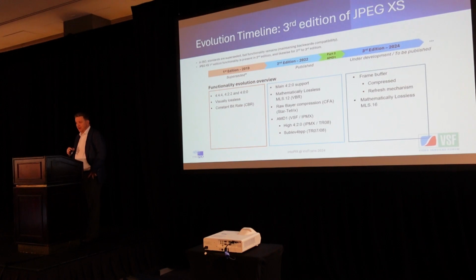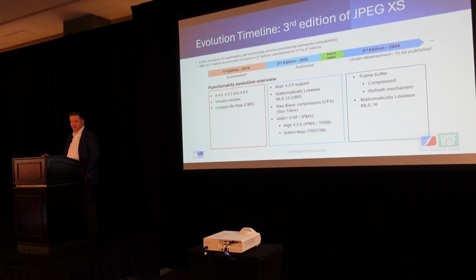So looking at a little bit of where the standard's at and where it's gone over the last 3-4 years, it's hard to believe we're actually already moving into the 3rd edition of JPEG XS. The first one was back in that 2019 timeframe. So when you got your 444, 422, 400 support, it was visually lossless and constant bitrate. So we hit the initial goals of the initial standard. And then the 2nd edition in 2022, we added in 420 support, added in a mathematically lossless mode as well at 12-bit for variable bitrate.